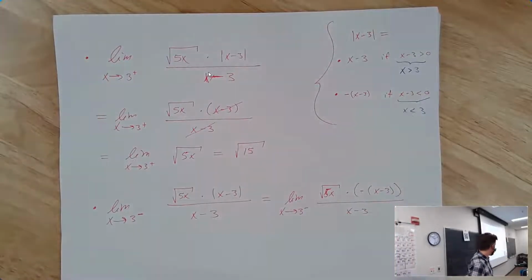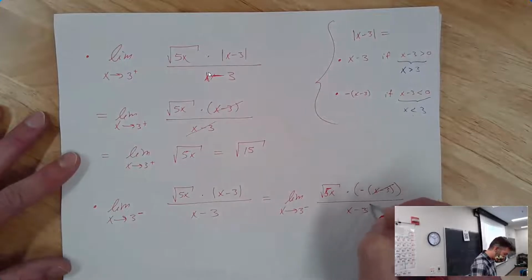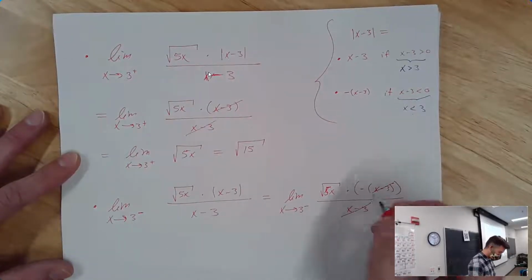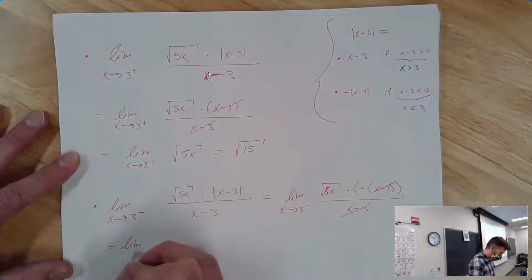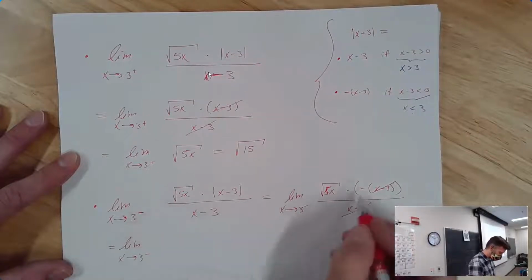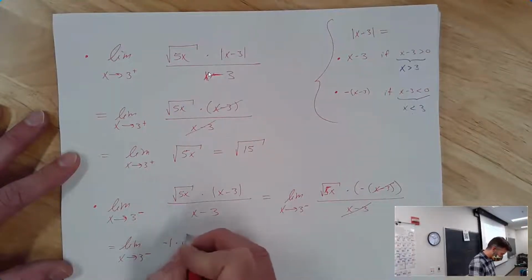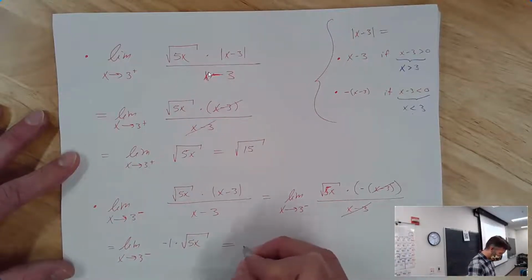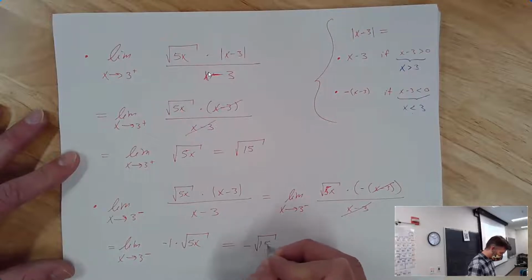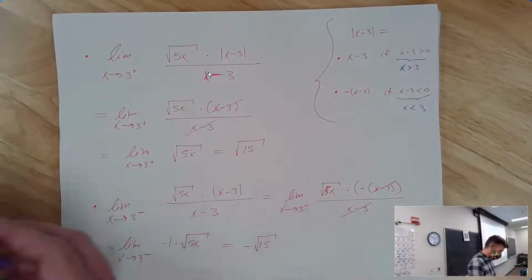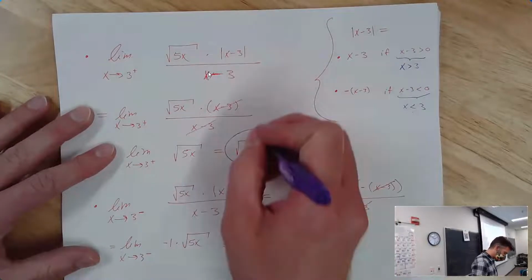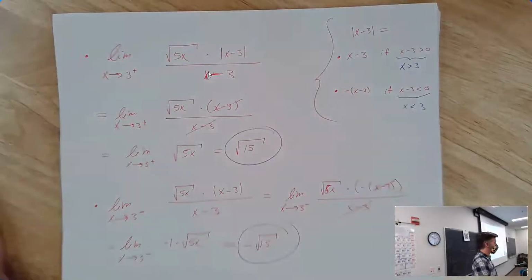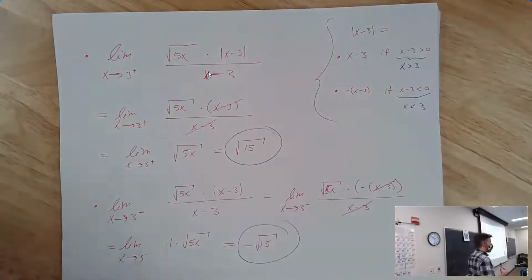And then when we cancel the x minus 3s, we're still left with a -1 multiple. So we end up getting the limit as x approaches 3 from the left of a -1 times the square root of 5x. And then when we substitute in 3, we're going to get negative the square root of 15. And those are not the same. So each one-sided limit definitely exists, but the overall limit as x approaches 3 does not.